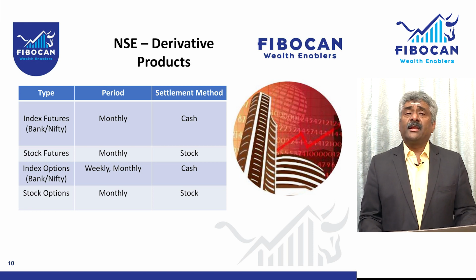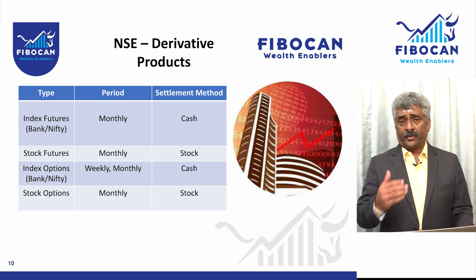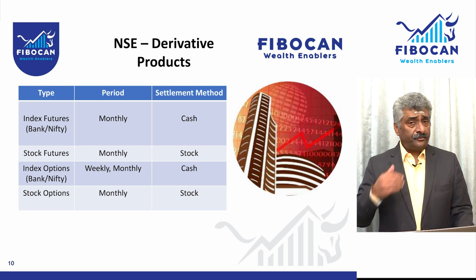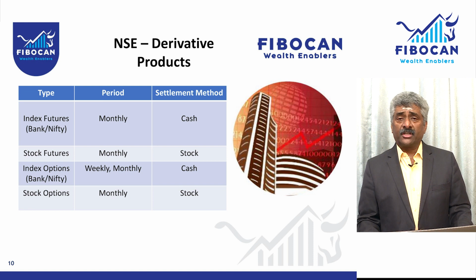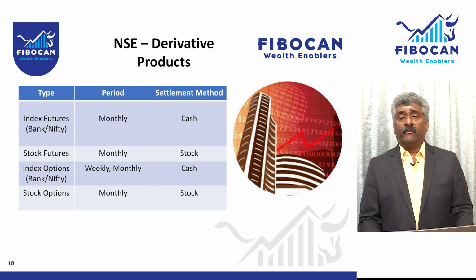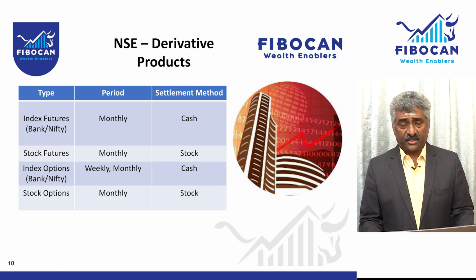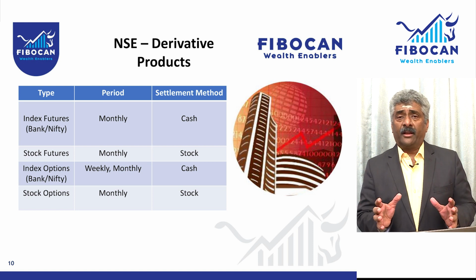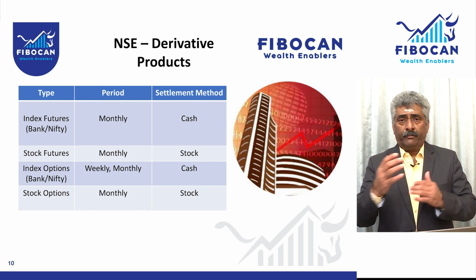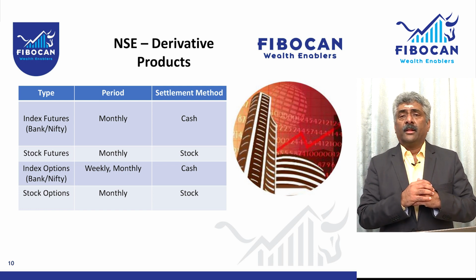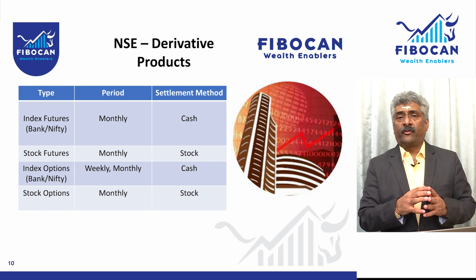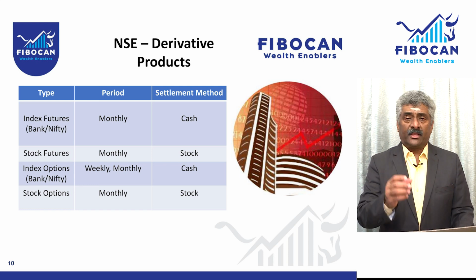What are the products? At NSE, we have index options, index futures, then you have equity futures and equity options. In the case of index futures, Bank Nifty and Nifty, you have monthly, and you also have weekly. First we will see the first item, index futures, that is monthly. It is only monthly and it is settled in cash. That means at the end of the period, for the unexecuted contract, the price difference will be settled. The buyer or the seller of the futures will get the differential, whether they make profit or loss.